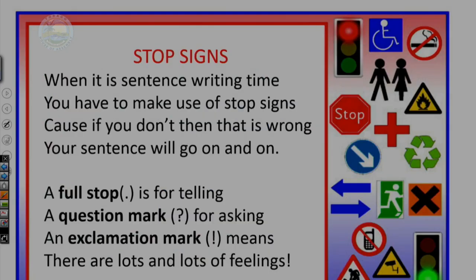Oh, another stop sign. This stop sign here, and let me highlight it. Perhaps I should use another color. Let me add some green, and I'm going to put my stop sign as though it's a real stop sign. This stop sign says, when it is sentence writing time, you have to use a stop sign. Because if you don't, then that is wrong. I'm going to put an X here. Your sentence will go on and on.